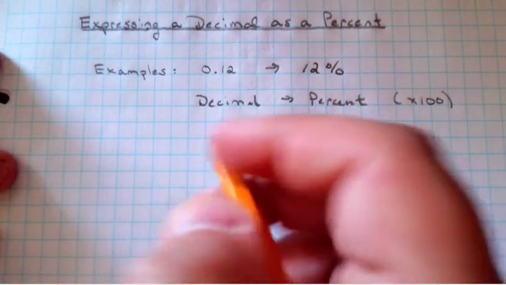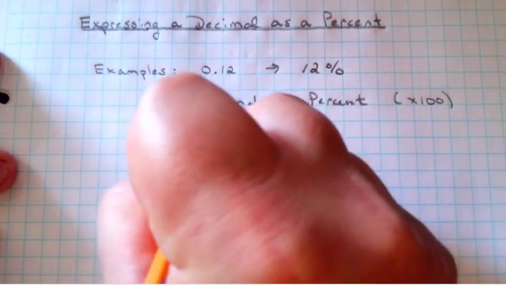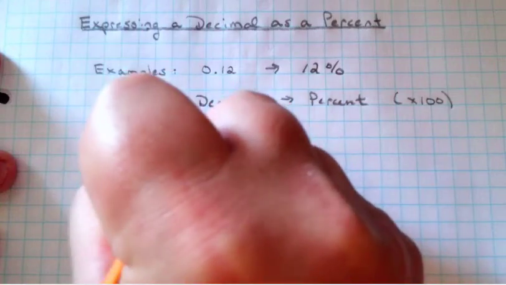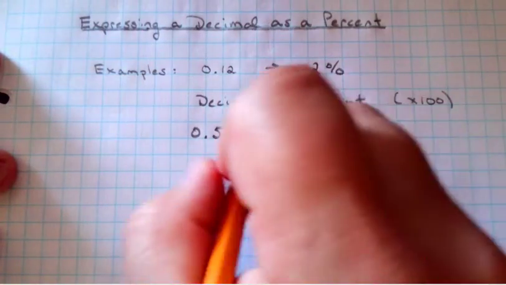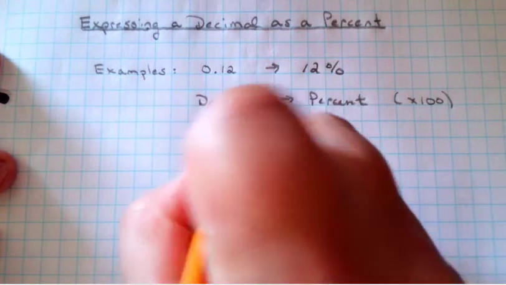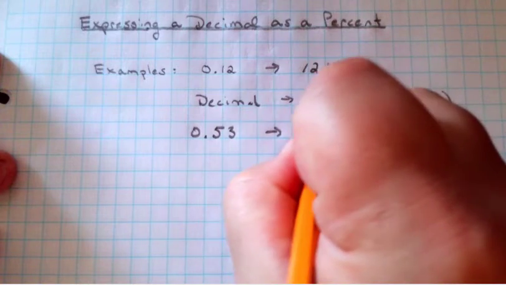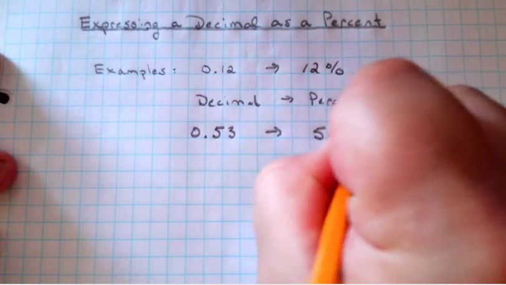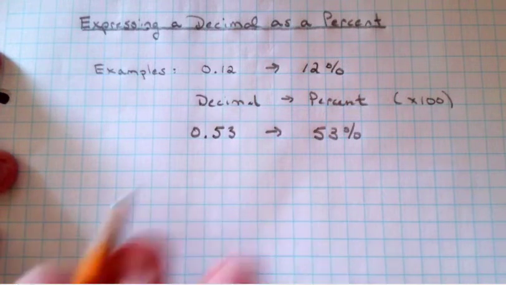Of course, let's do another one here. Let's do 0.53, so 0.53 decimal. I want to convert it into percent. I move the decimal over twice, and we're going to end up with 53%. That's simple. Now, you just got to be a little bit careful.